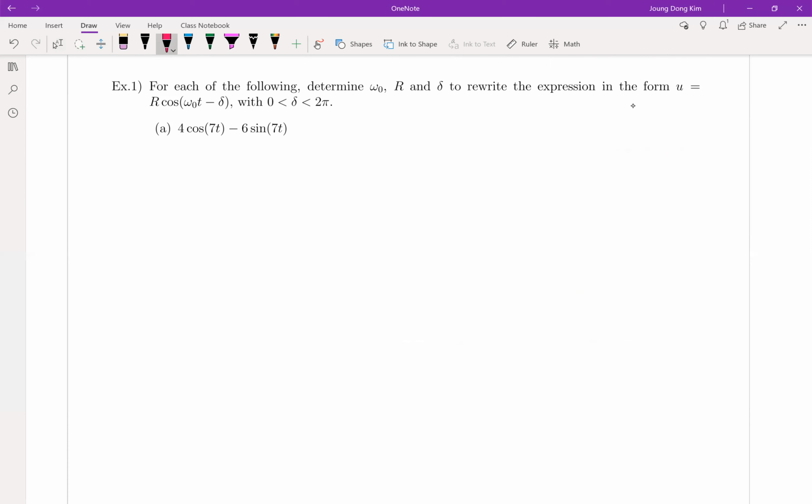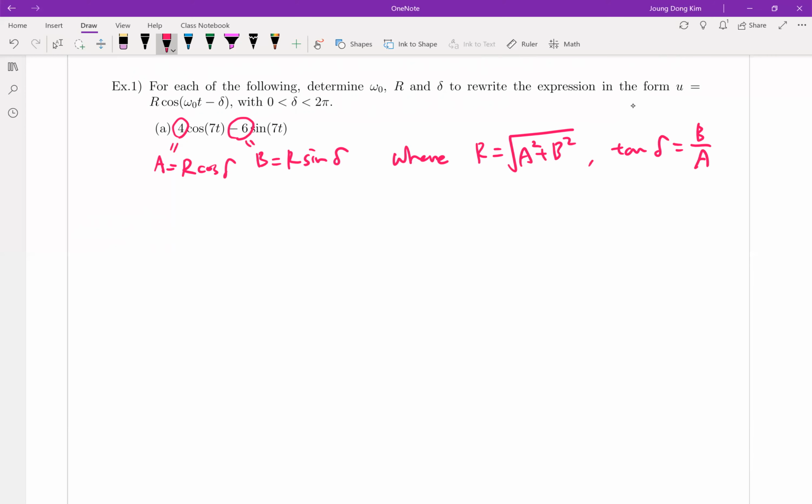As in the previous slide, we talked about this one as a, which is defined by r cosine delta, and -6 will be b, which is defined by r sine delta, where r is equal to the square root of a squared plus b squared. We already derived this, and tangent delta must be equal to b over a. Then let me try to find r and delta first.